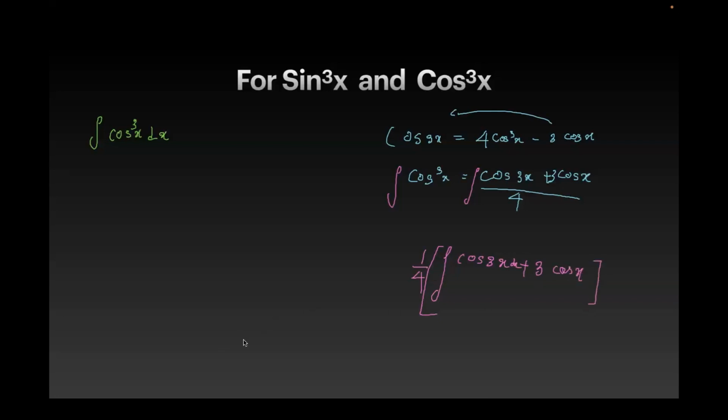Now, what is it now? 1 by 4. Okay. Integral cos of 3x is what? Sine of 3x by 3 plus... 3 is constant, take it out. Integral cos is what? Plus sine x. What is there left? Plus the c. That's it. So, this is integral cos cube. Try the similar for sine cube.